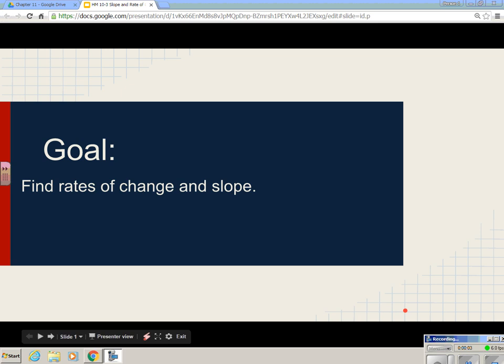All right, let's get started with today's lesson, which is actually my second time doing this today because I deleted the first one. So today our goal is to be able to find rate of change and slope. So we're going to be doing a little bit of ratio work and looking at graphs.